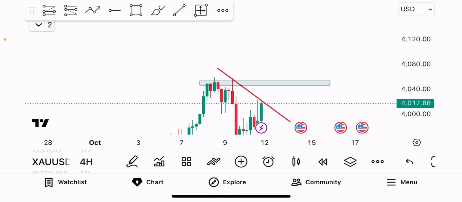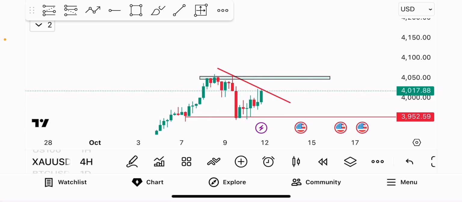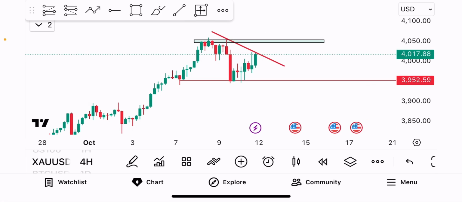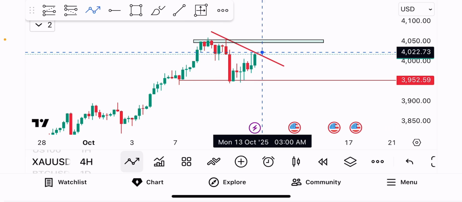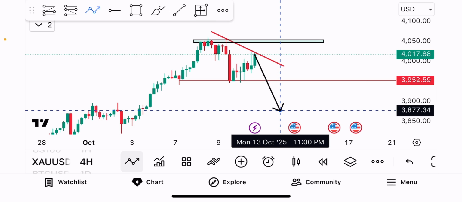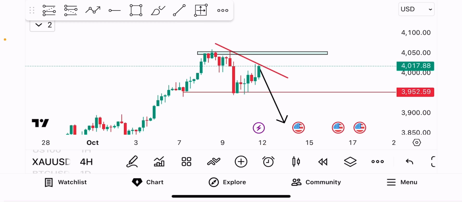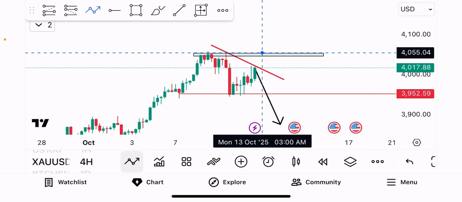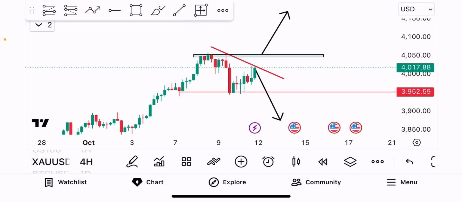We are considering to buy once we notice that price is already breaking the all-time high. Without that, we are also likely going to see price drop further. So this is the setup we have on gold.